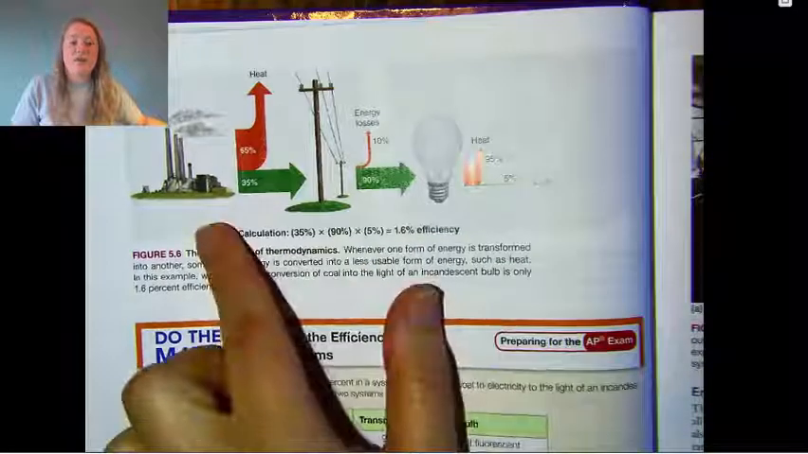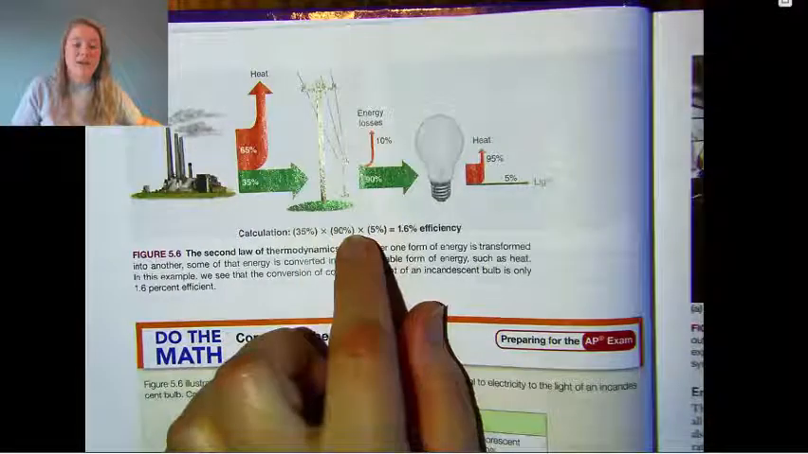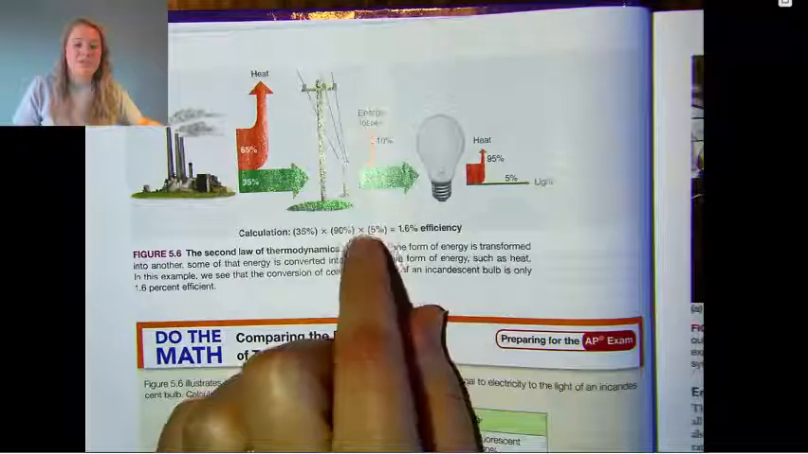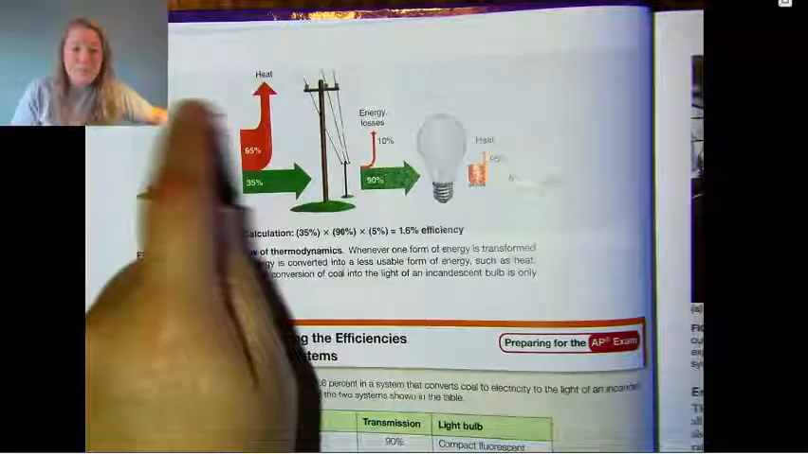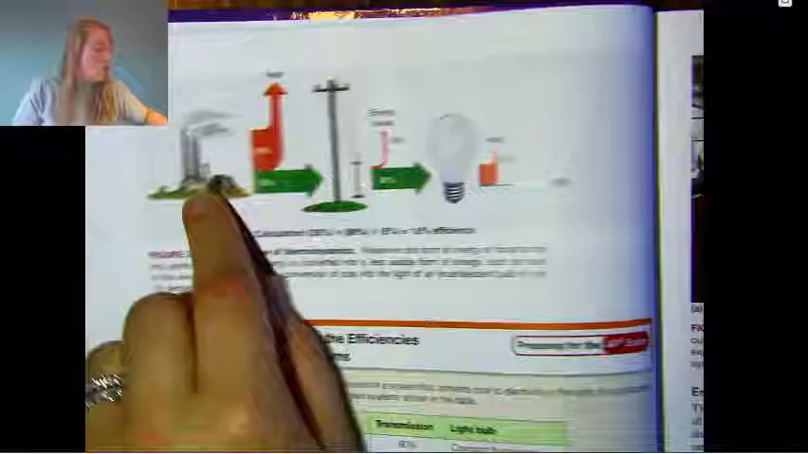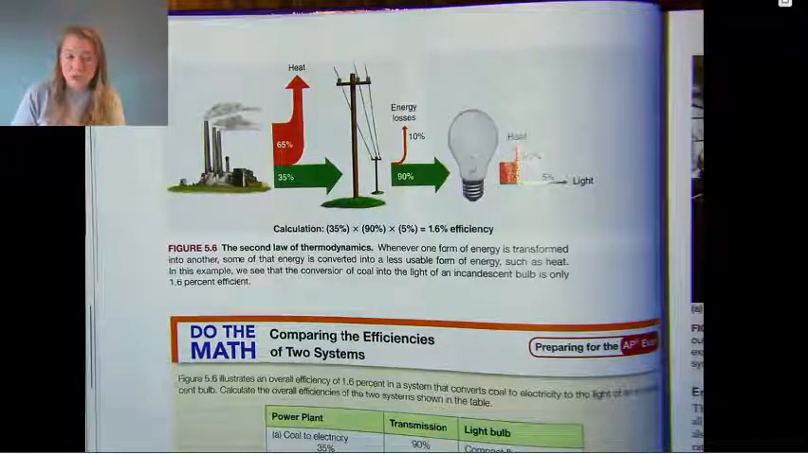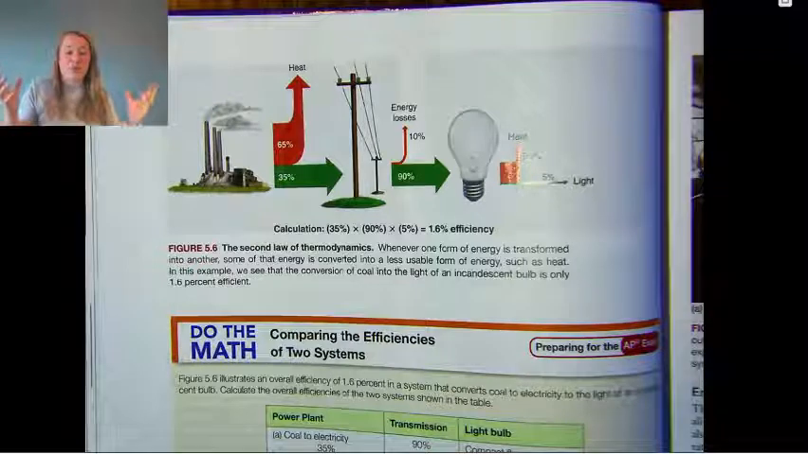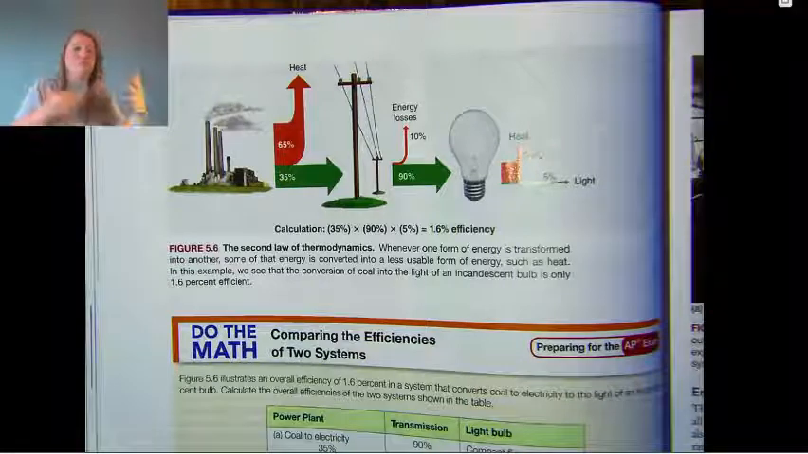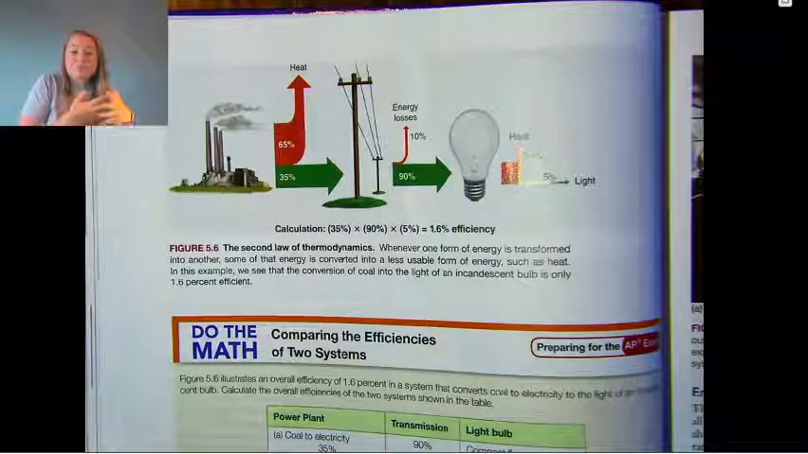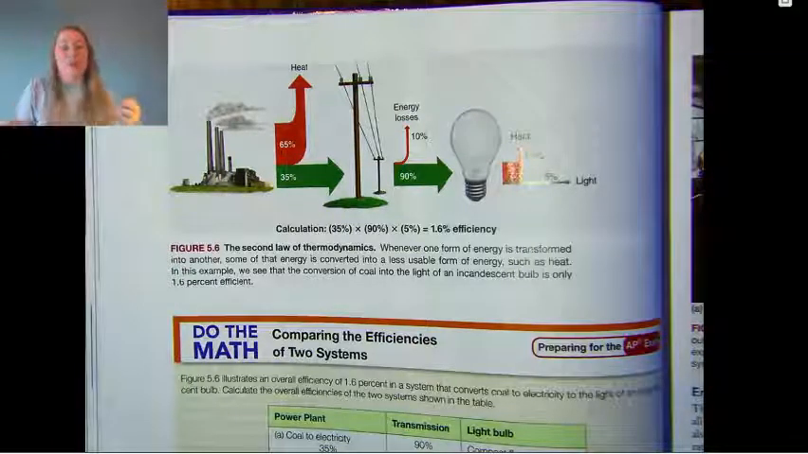We say that our coal generation is 35% efficient. Our power lines are 90% efficient, and our light bulb is 5% efficient. So of the 100% possible electricity that was generated, only 1.6% of it is actually able to be used. That's a huge amount of loss. And considering the environmental impact of burning coal to produce electricity, that's super inefficient. It doesn't make any sense to do it that way.